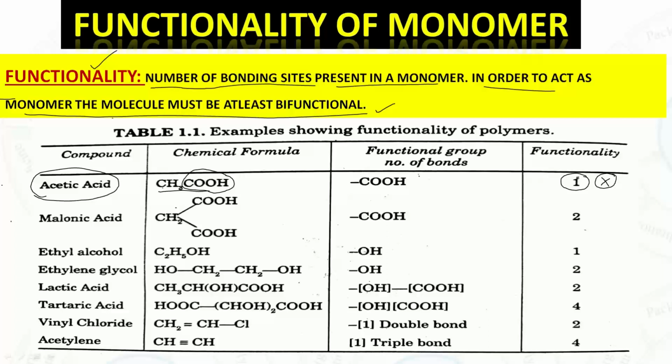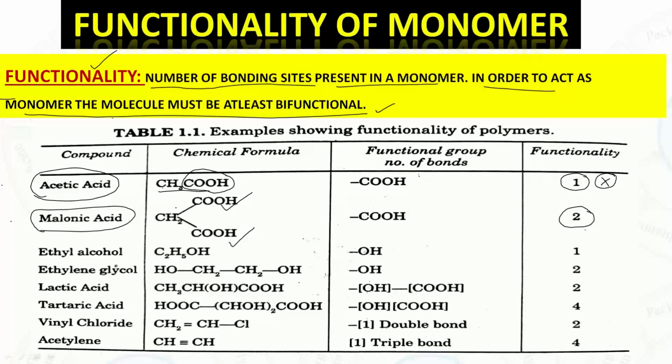But we know it has only one acidic group, so its functionality is 1, and it cannot form any polymer. After that you can see the malonic acid. Your malonic acid has two acid groups, right? Then its functionality is 2, and it can produce the polymer.